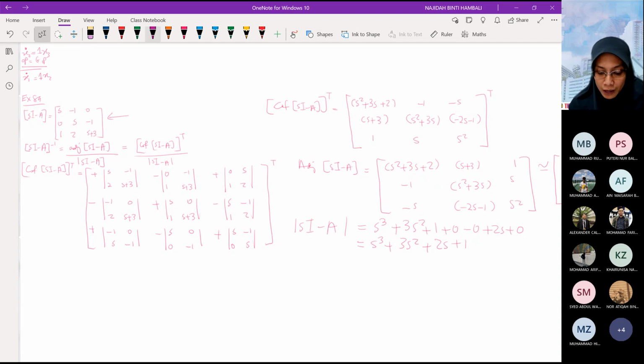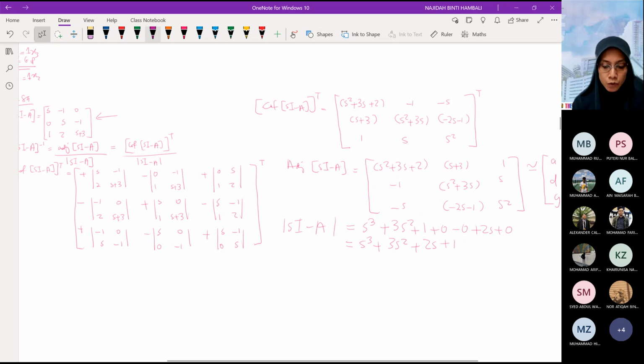Okay, now we have the adjoint matrix. We have the determinant of sI minus A. Any question before I proceed to the next step? Ada soalan?